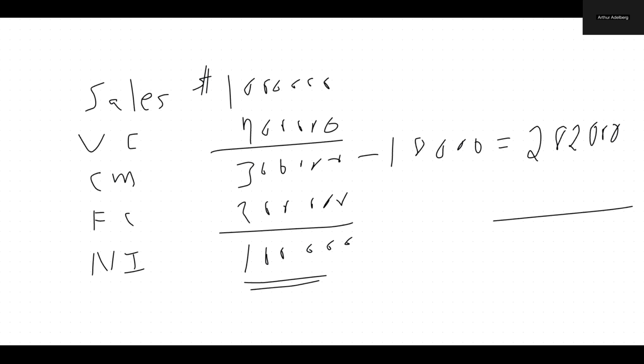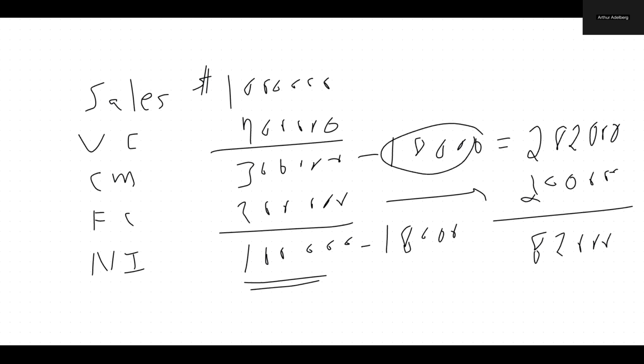Stays the same. What's my new net income? 82,000. And what is that? That's 18,000 subtracted from the net income. So you see, when I change the contribution margin up or down, it has the same effect on the net income.